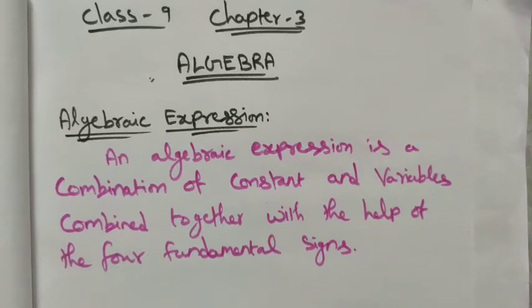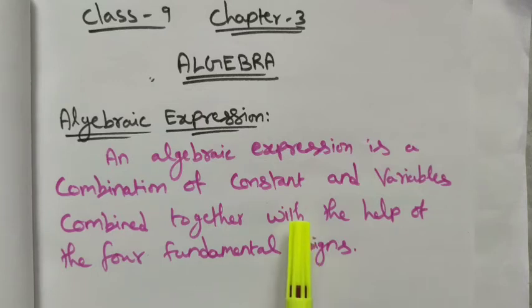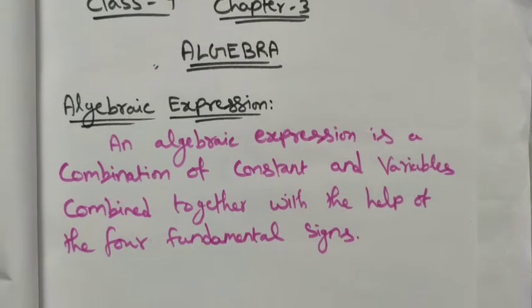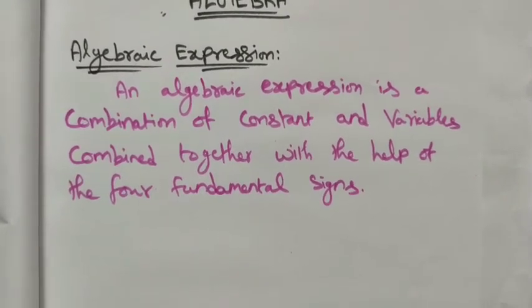Class 9, Chapter 3, Algebra. Algebraic expression. Here we are going to see the first algebraic expression. An algebraic expression is a combination of constant and variable combined together with the help of the four fundamental signs. First of all, we want to know what is the variable and constant.